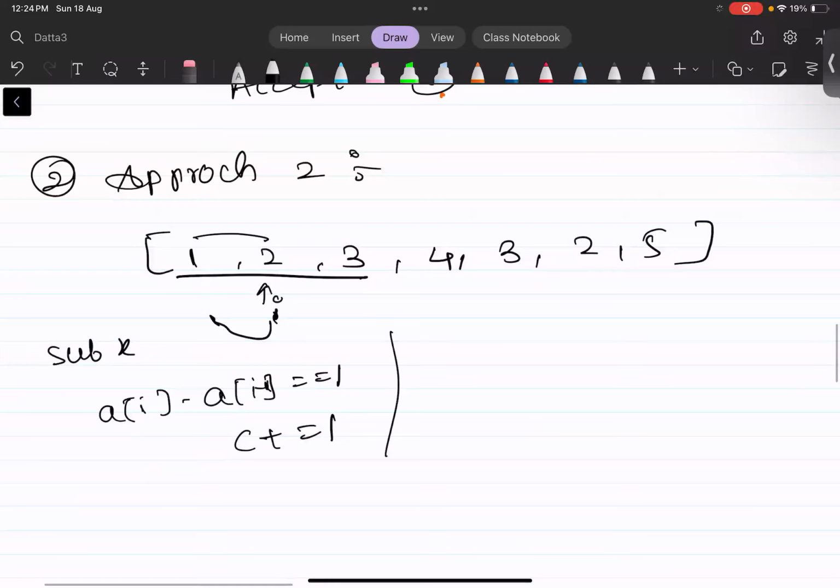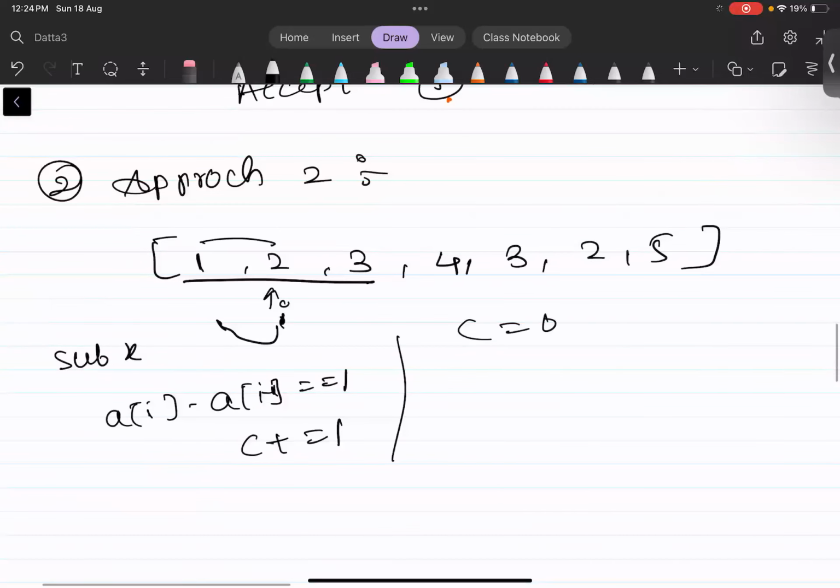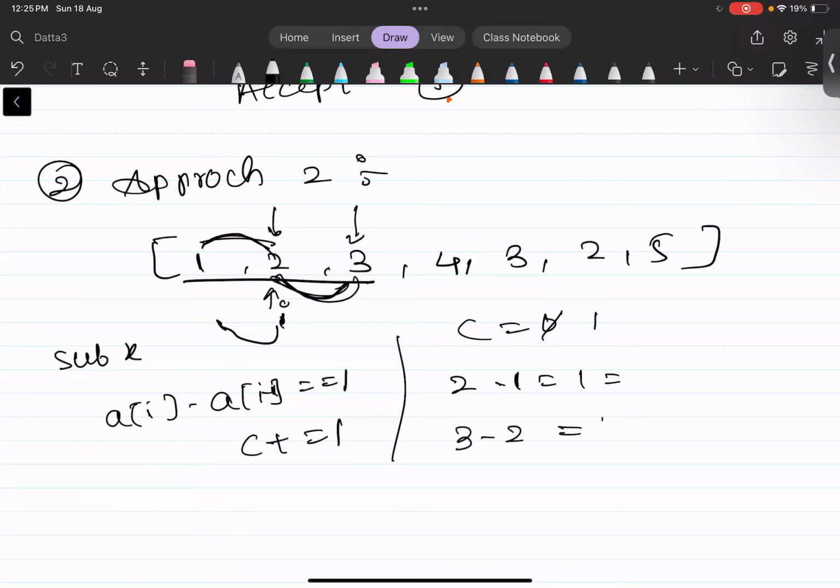So initially my C will be 0. I'm going to start at this particular index, and check whether these two differ by 1 or not. As 2 minus 1 is 1, I'm going to increase my count. Now my i will increase. Now I'm going to check these two elements. Again 3 minus 2 is 1, so I'm again going to increase my count.